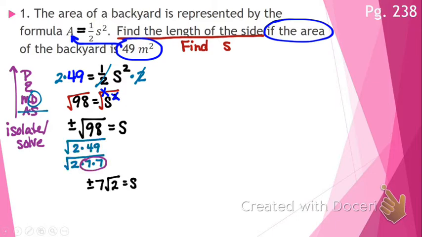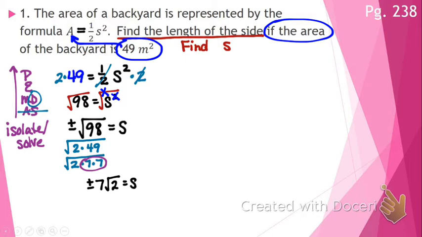All right, so we got 98 by multiplying 2 and 49, so I can start off by breaking it down to 2 and 49, and then 49 is 7 times 7. So I have a pair of 7s, so I get plus or minus 7 square root of 2 is equal to S. But S is the side of somebody's backyard, and lengths can't be negative.